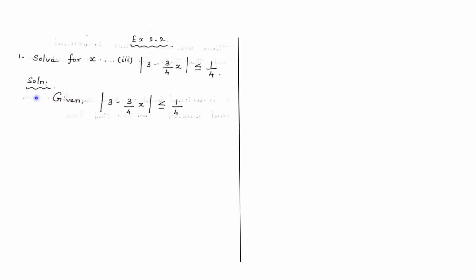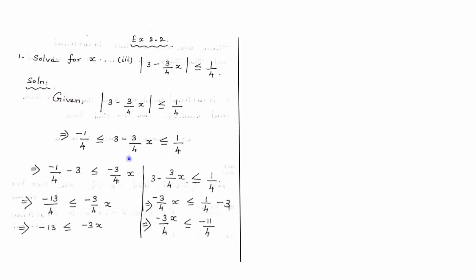First you have to write the solution, then write the given data. The given data is modulus of 3 minus 3 by 4 into x less than or equal to 1 by 4. This meaning is within this modulus, the value lies between minus 1 by 4 to plus 1 by 4. That is, which implies minus 1 by 4 less than or equal to, without this modulus you have to write that expression, 3 minus 3 by 4 into x less than or equal to 1 by 4.